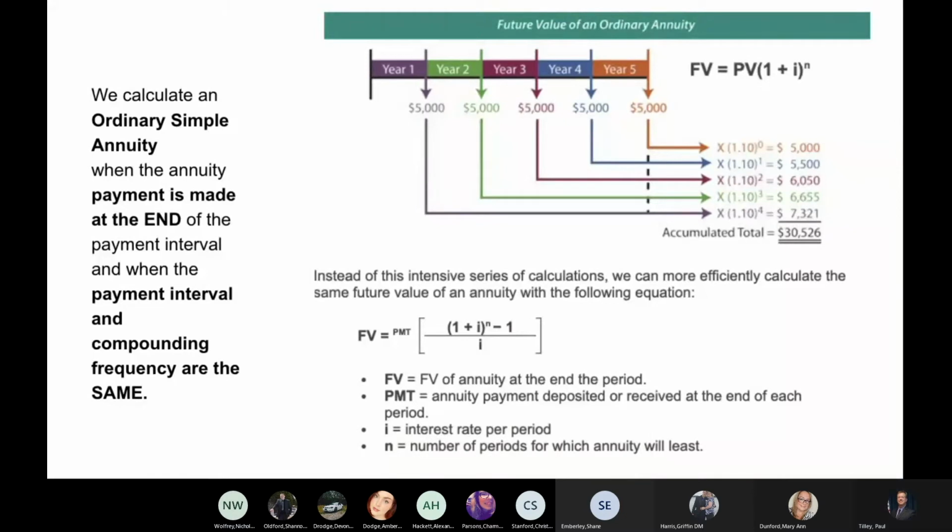If you look at what those numbers mean, well, future value, we've seen that. We know FV is future value. Payment is the amount of the payment. And i is the interest rate per period, same as what we've done before. And n is the number of periods for which the annuity will last. So that's something you need to be aware of there. It's how many periods will the annuity last?